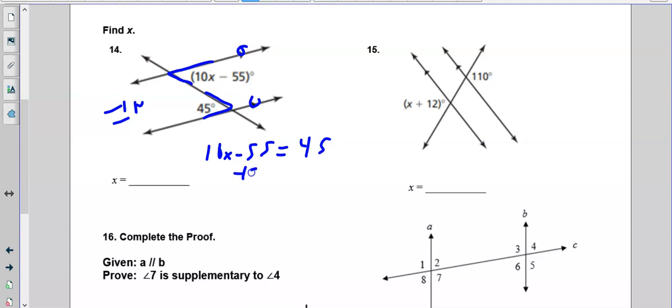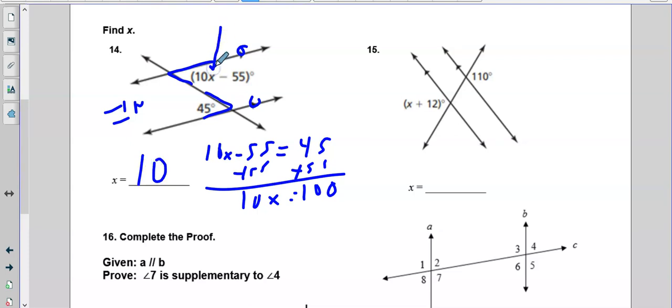So I'm going to add 55 here to both sides. That's going to give me 100. And when I divide by 10, x is also 10. And I could test that by plugging it in here. 10 times 10 is 100. Minus 55 gives me 45.